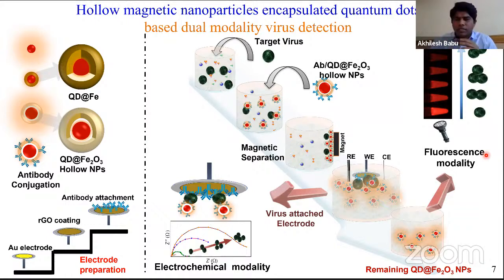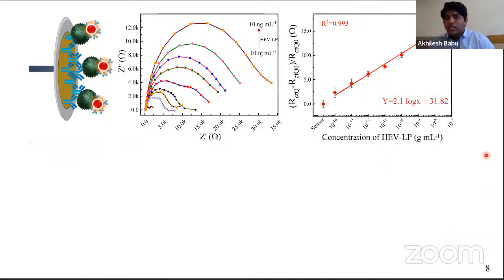After several optimizations of the concentration of nanoparticles, antibody, successful conjugations, and various other parameters, we conducted the sensing using HEV-like particles, and we could see that when the HEV virus-like particle concentration increased from 10 femtogram to 10 nanogram per ml, the electrochemical impedance values consistently increased. The charge transfer resistance consistently increased.